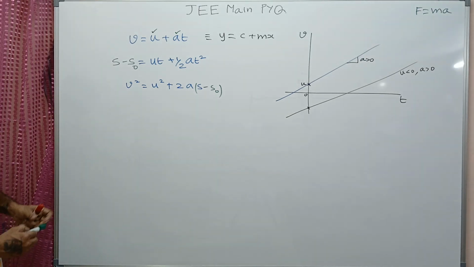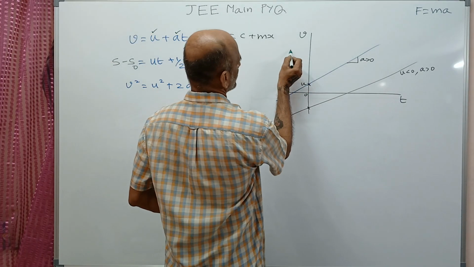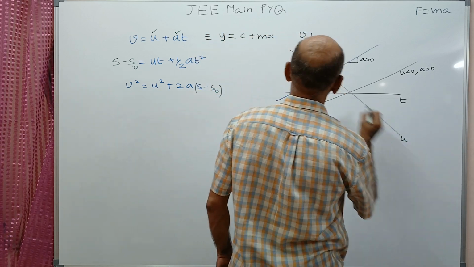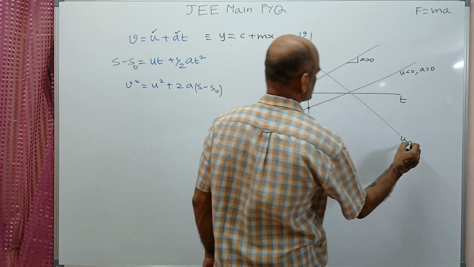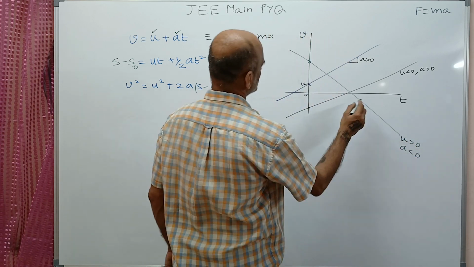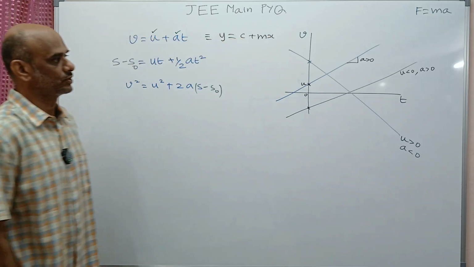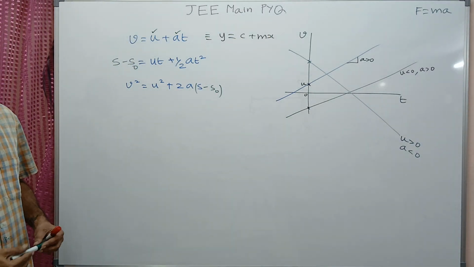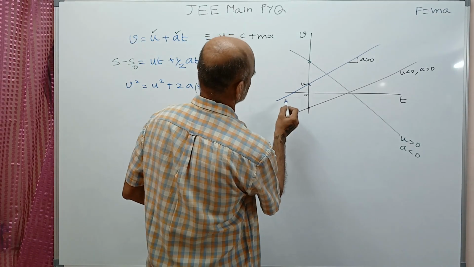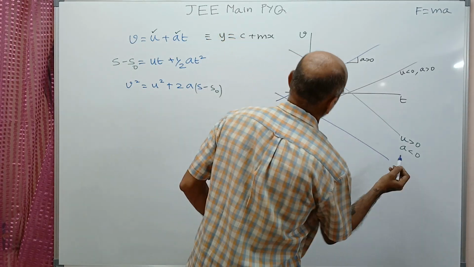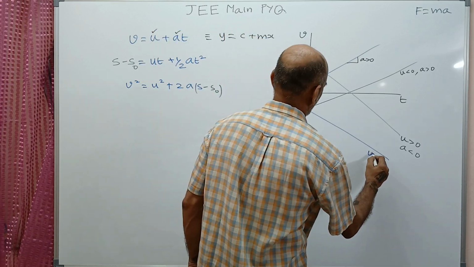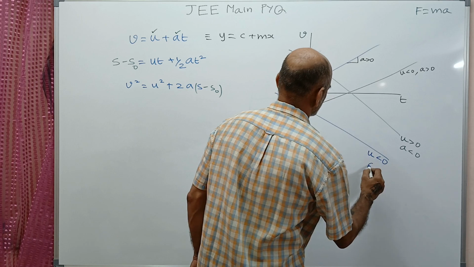Similarly, you can have two more cases. One is this one. For this motion, u, the initial velocity, is positive, but the acceleration is negative. It's going down, so it's a negative slope. The final possibility will be like this line. For this, u is negative, the initial velocity is negative, and the acceleration is also negative.